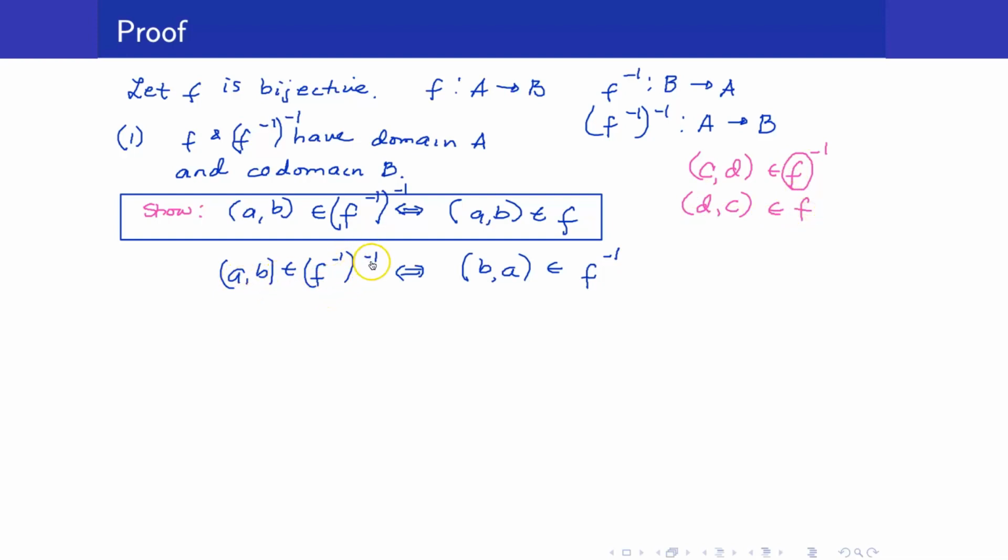So that is what we did there. (a, b) is an element of f inverse inverse. That means when we invert, (b, a) is an element of f inverse. Now, continuing. Same argument, (b, a) is an element of f inverse. That means (a, b), when I invert, is an element of f. So we have just shown this one. So therefore, f is the same as f inverse inverse.